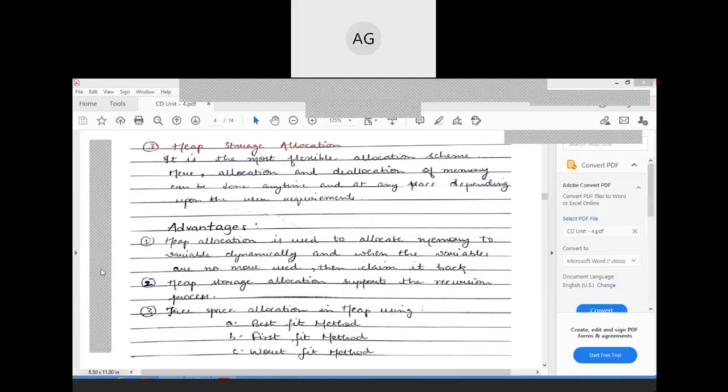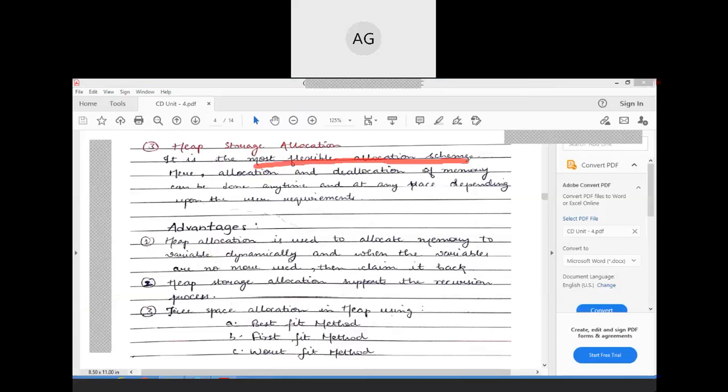Now, heap storage allocation is the most flexible allocation scheme. Here, allocation and deallocation of memory can be done anytime and at any place depending upon the user requirements. There are some advantages of heap storage allocation. The first is that heap allocation is used to allocate memory to variables dynamically, and when the variables are no more used, you can then claim it back.